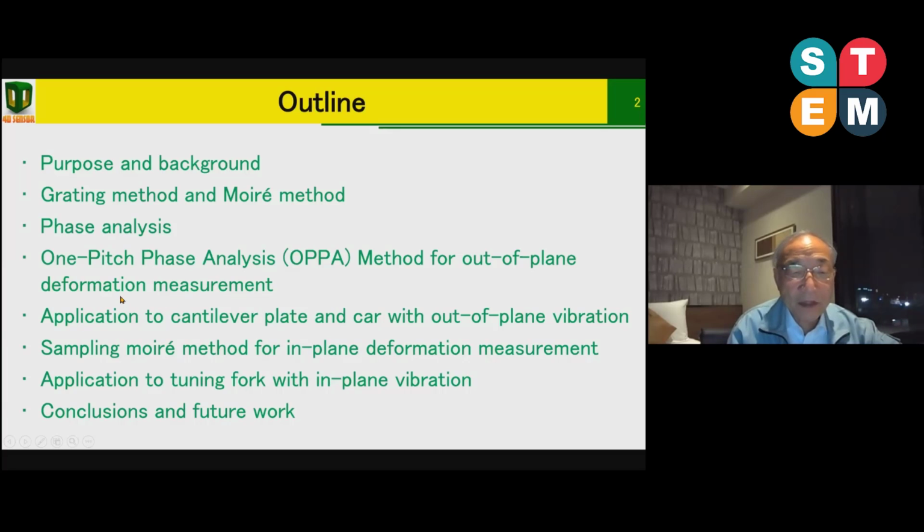We applied this method to a cantilever plate and a car with out-of-plane vibration. And also, I will introduce the sampling moiré method for in-plane deformation measurement. We apply this one to the vibration measurement of a tuning fork, which has an in-plane vibration. Then I'll conclude and give future work.